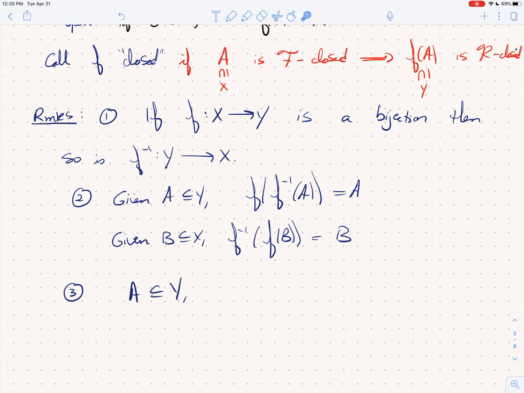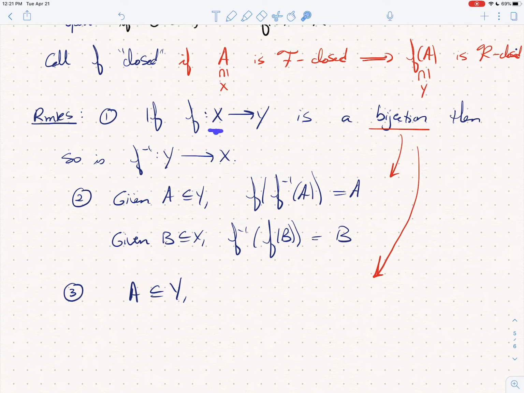So just a couple of last remarks. If f from X to Y is a bijection, then so is, this is very clear, its inverse, which is going from Y to X. I just wanted to make sure that's clear. And then again, assuming f is a bijection, I'm assuming that for both of these parts, 2 and 3. So in that case, if you start with a subset of Y, f of f inverse of A is just A, and f inverse of f of B is just B.